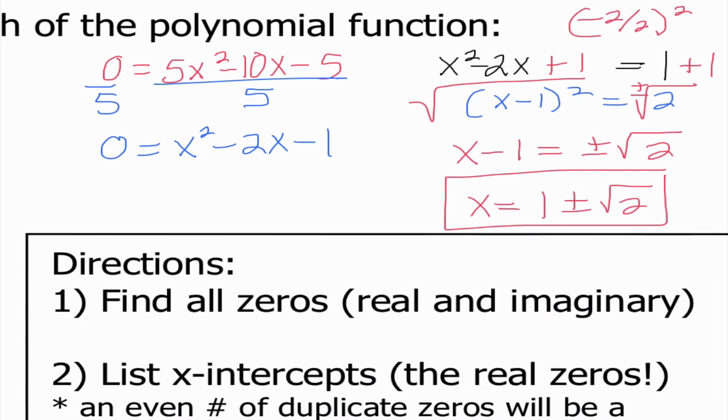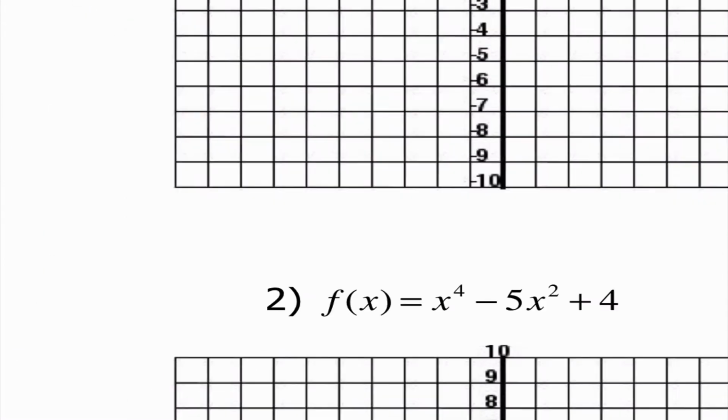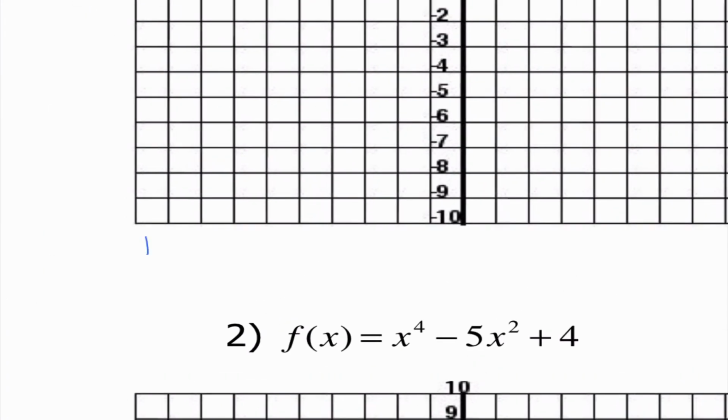So that is the first characteristic of this graph. So I'm just going to go ahead and say 1 plus or minus radical 2, 0.